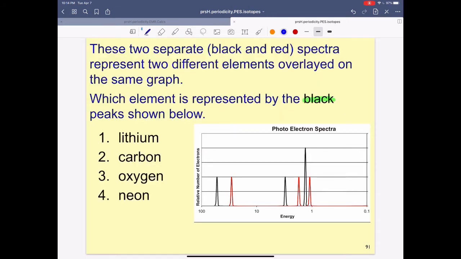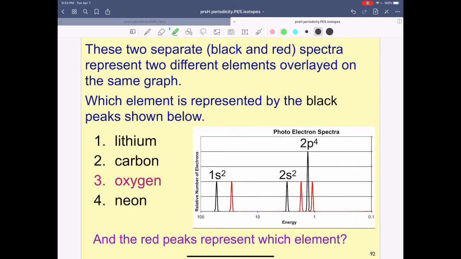Here we have a graph with 2 separate spectra, one in black and one in red, overlaid on the same graph. This question asks you to determine which element is represented by the black peaks shown below. You probably answered oxygen, and you would be absolutely correct. The first peak is 1s2, the second peak of the same height would be 2s2, and because the third black peak is twice the height, we end up with 2p4, which corresponds to oxygen.